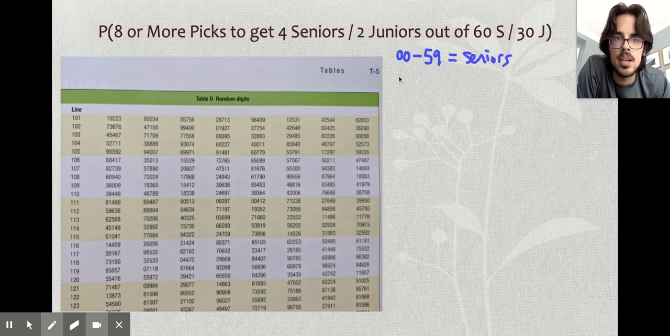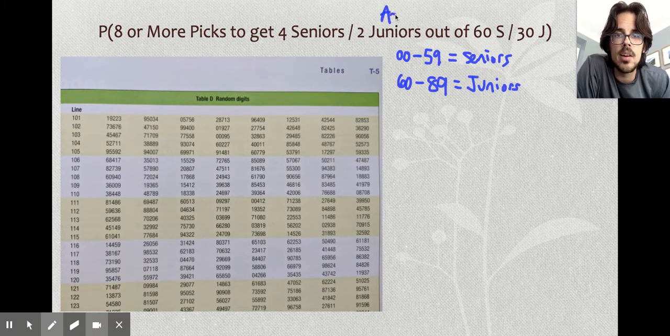And then that would make numbers 60 through 89 juniors. One of the more common errors on this is people doing the wrong mental math, saying 0 to 60, which would actually be 61 numbers. So just make sure you're careful with that.